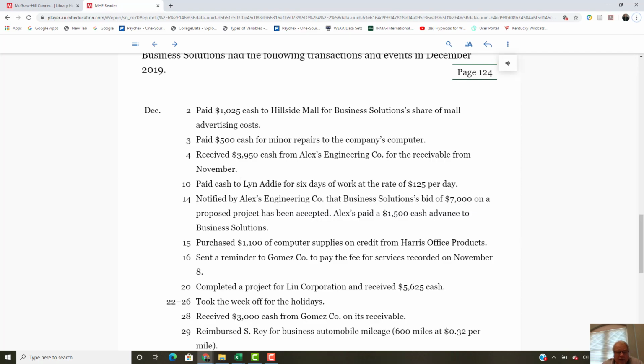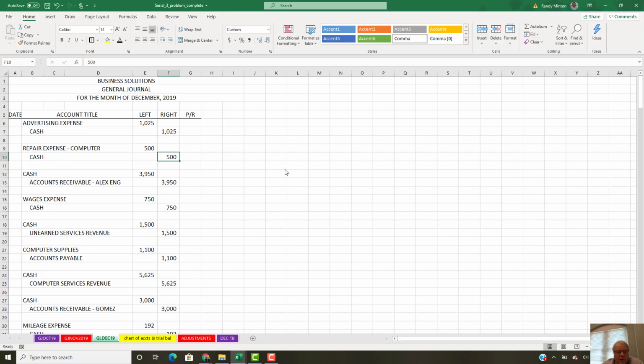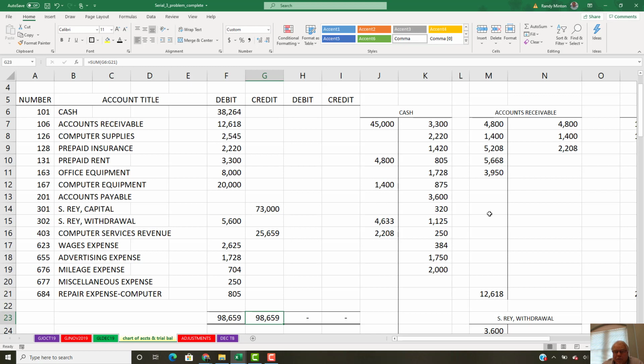Okay, the next entry. Received $3,950 cash from Alex Engineering for the receivable from November. And maybe it's a good idea to take a quick look over here at that receivable account. And you see this is the $3,950 that they're referring to. So we did some work for them. They didn't pay us at that time, and now they are going to pay us. So the next time you look at this, you'll see a credit here for $3,950 to make this number actually go away.